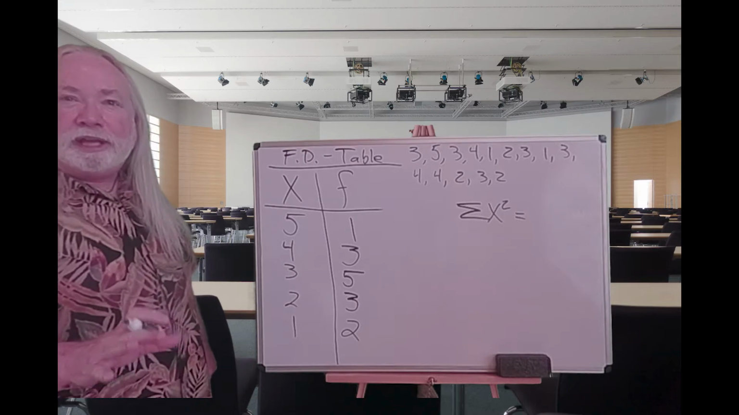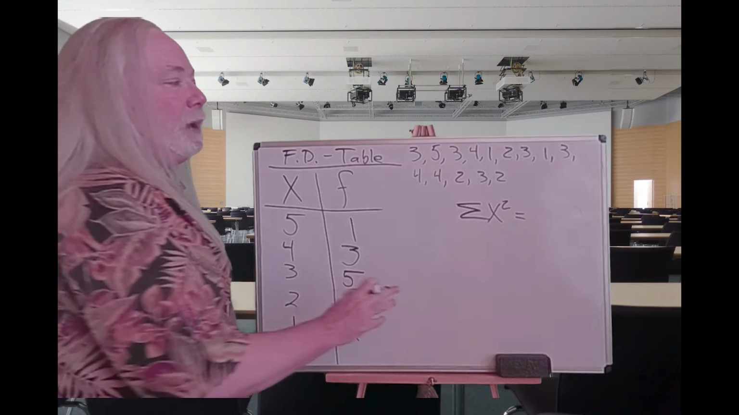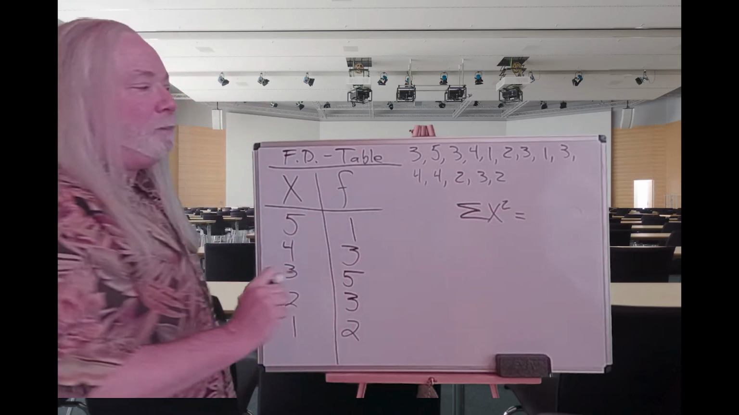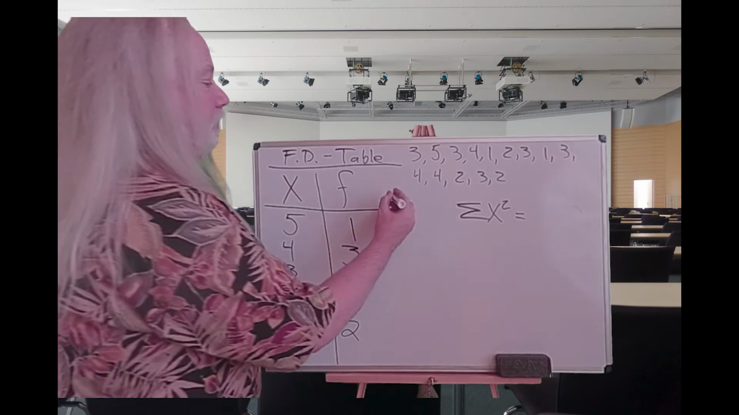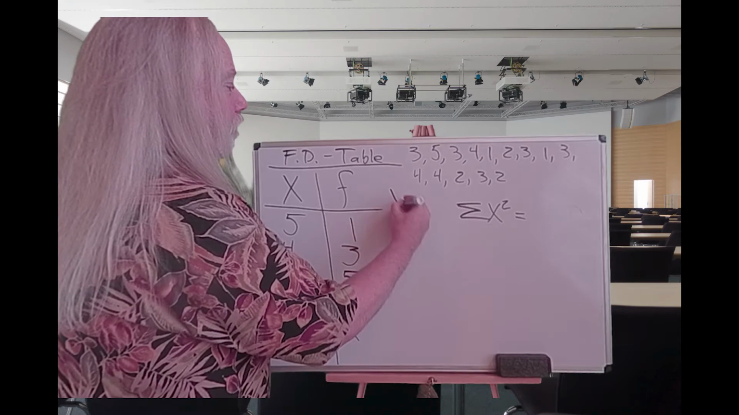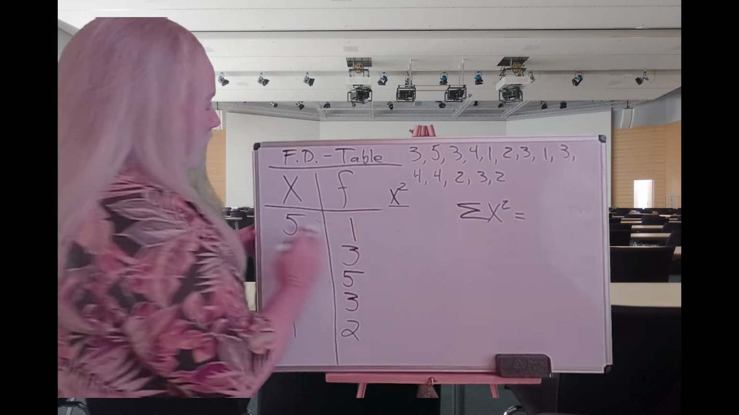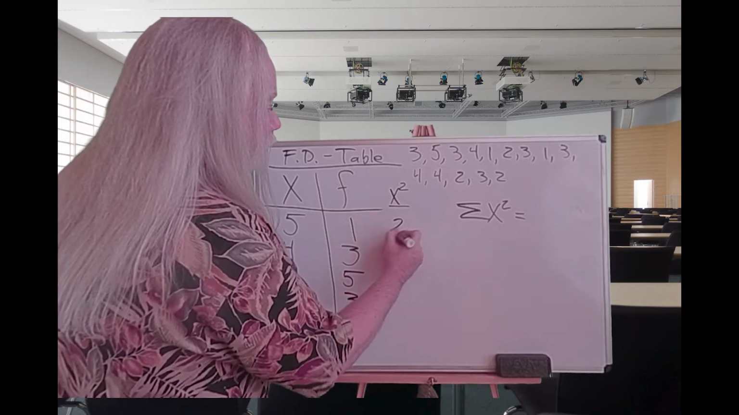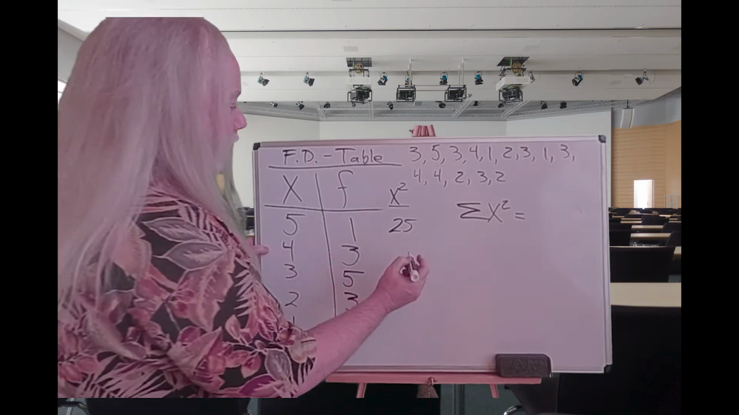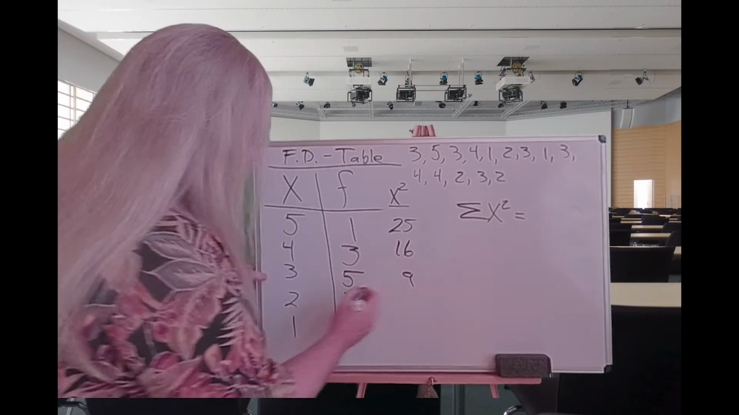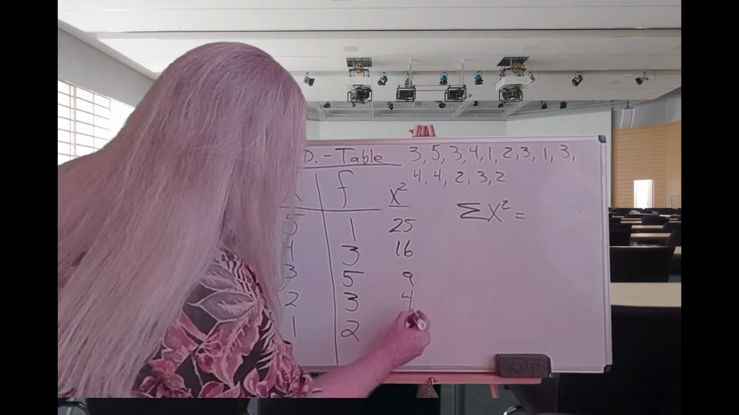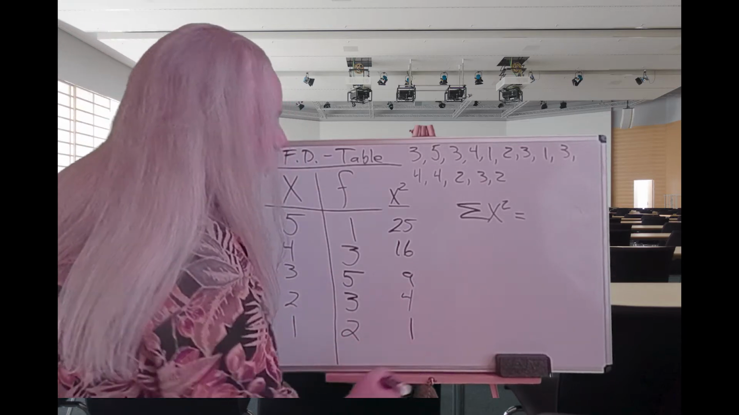So again, stop and think about the order of operations. First thing that happens is exponents. So the first thing that happens here is we have to square all the x values. So again, let's do a little scratch work column for that. So 5 squared is 25. 4 squared, 16. 3 squared, 9. 2 squared is 4, and 1 squared is 1.